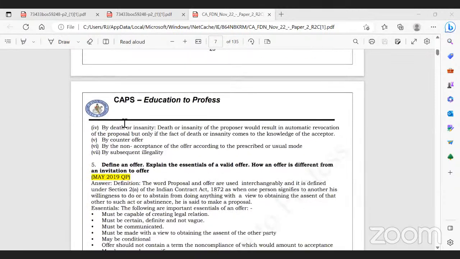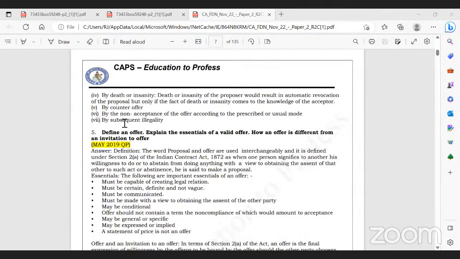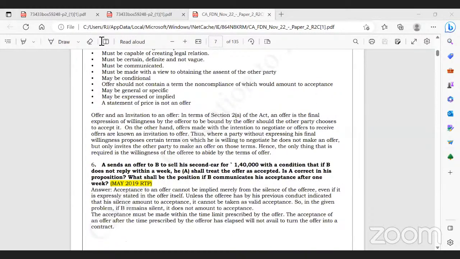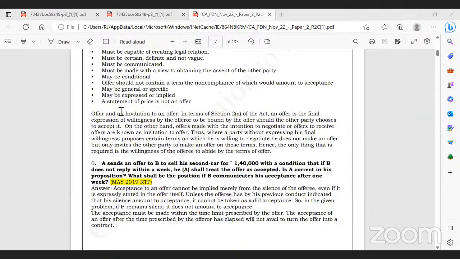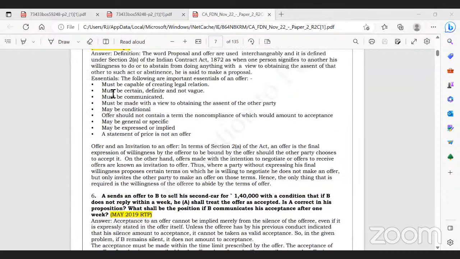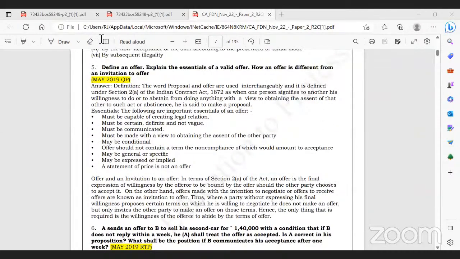Next question. Define an offer. Explain the essentials of a valid offer. How is an offer different from an invitation to offer? Remember, all these questions are direct questions. If you're comfortable learning these, answer them. Define an offer as per Section 2(a) of the Indian Contract Act, then write the essentials of a valid offer.